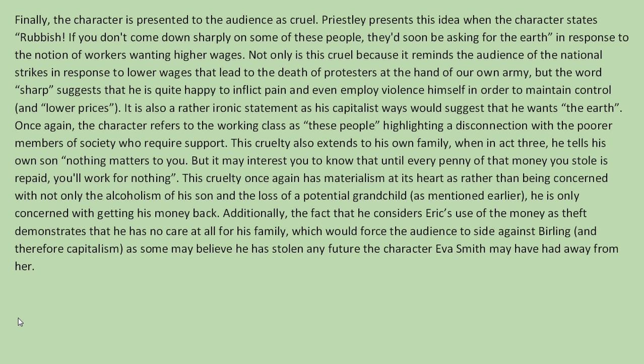This cruelty once again has materialism at its heart, as rather than being concerned with not only the alcoholism of his son and the loss of a potential grandchild, as mentioned earlier, he is only concerned with getting his money back. Additionally, the fact he considers Eric's use of the money as theft demonstrates he has no care at all for his family, which will force the audience to side against Birling and therefore capitalism. As some may believe, he has stolen any future the character Eva Smith, who represents the working class, may have had away from her.